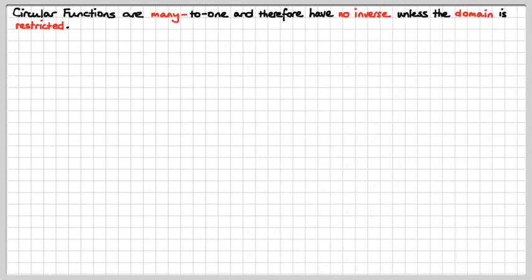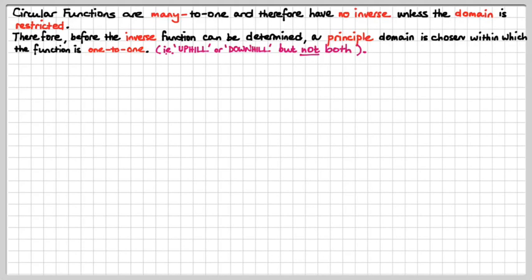Circular functions are actually many to one, and therefore they have no inverses unless the domain is restricted to a situation where the function is one to one. Therefore, before the inverse function can be determined for a circular function, a principal domain is chosen within which the function is one-to-one. That is, if you're going from left to right across the page, looking at the graph, it's got to be going either uphill or downhill, but not both.